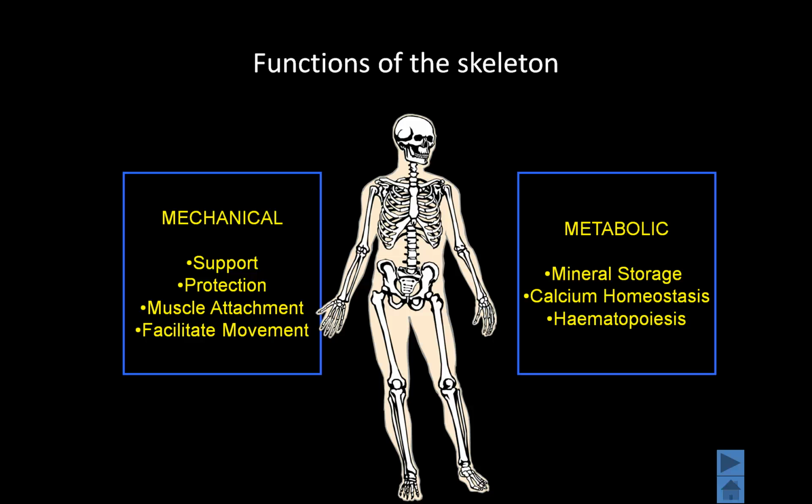Calcium homeostasis is important to balance calcium in the blood. Calcium is an important ion in cell function. For example, muscle cells require calcium ions in order to contract.